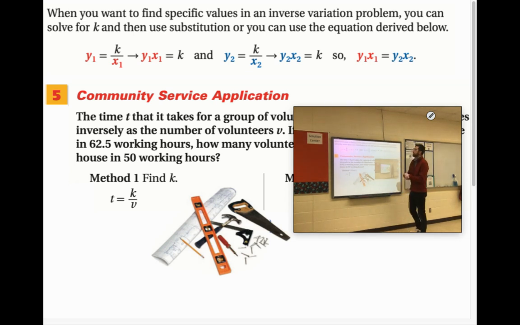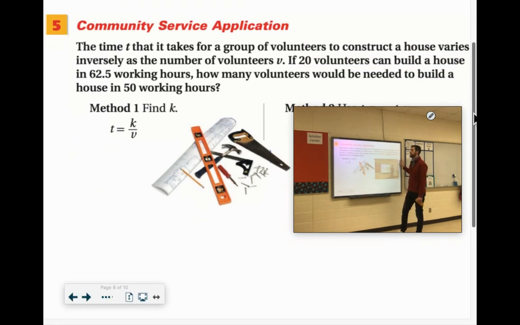When you want to find specific values in an inverse variation problem, you can solve for k and use substitution, or you can look at what we got below here. I'll show you kind of how this formula is derived here. After we take a look at this example, you'll see it.